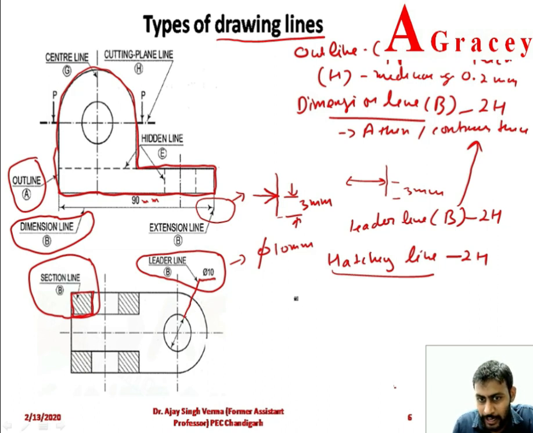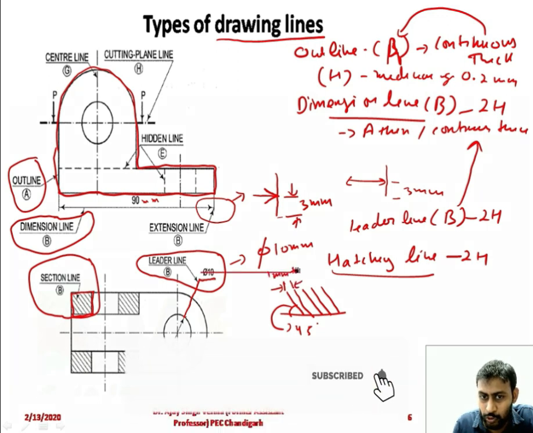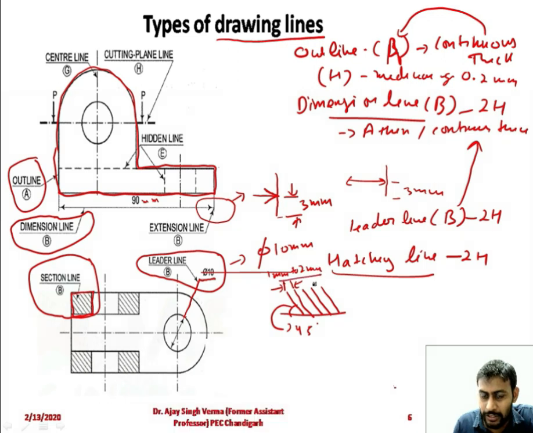I'm plotting it in an enlarged view. This has sections like this, and this has a particular angle, 45 degrees. So this is inclined at 45. This is also standard, and the distance between two lines is 1 mm to 2 mm. This is also standard. If we go for a 1 mm distance, the other distances will remain 1, and so on. If you want variation, we can have a limit from 1 mm to 2 mm. So this is your hatching line, or you can say a section line, that is represented with the help of the 2H pencil.